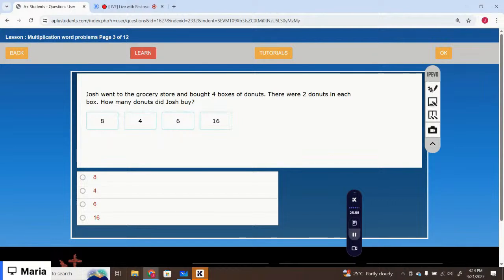Josh went to the grocery store and bought four boxes of donuts. There were two donuts in each box. How many donuts did Josh buy? So which is the correct option? That is 2 times 4 is 8. The correct option is 8. Option number 1 is the correct option.